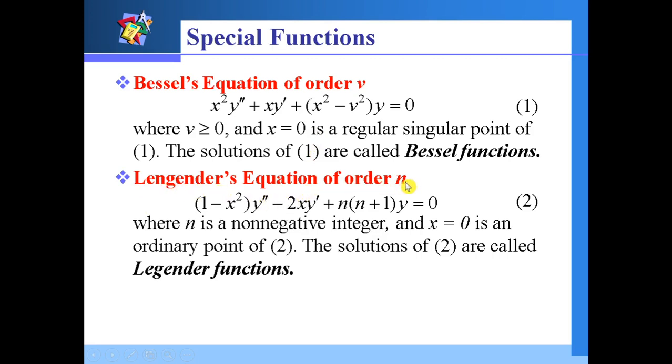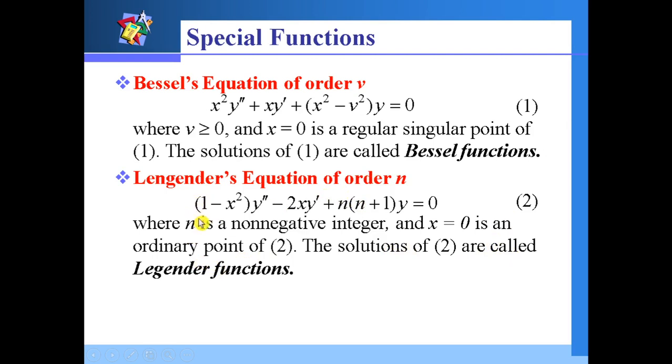Legendre's equation of order n. So Legendre's equation of order n is 1 minus x square, times y double prime, minus 2x y prime, where y prime means the first derivative, plus n times n plus 1 of y is equal to 0, where n is a non-negative integer and x is equal to 0 is an ordinary point of this equation. The solutions of this equation are called Legendre functions.